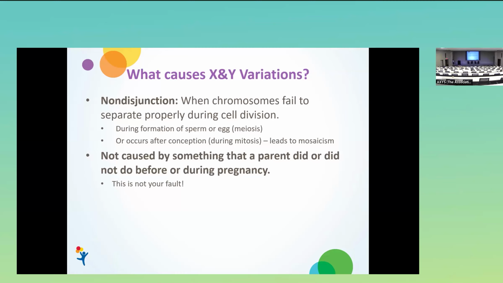But if we have an uneven split between daughter cells, that is what non-disjunction is, and that can result in X and Y variations. I want to emphasize that this does not happen because of something that a parent did or did not do before or during pregnancy. Non-disjunction is random, and so at no point should anyone ever feel like it was their fault that this happened.